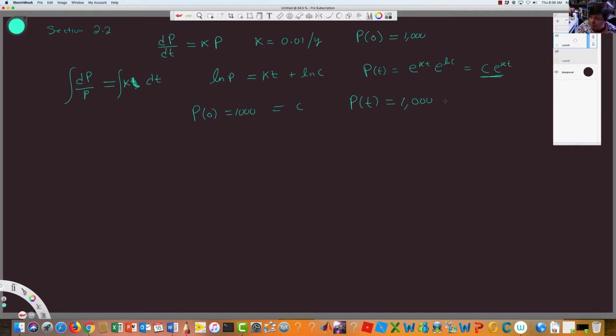So my final answer for the initial value problem is p of t equals 1,000, in units of people, times e to the 0.01 t per year. So we would want t in years. Just as an example, let t be 20 years. We plug in numbers, and I think I got something like p at t equals 20 is going to be 1,221. So 221 people were born with this particular constant. Okay, anyway, that's how that works.